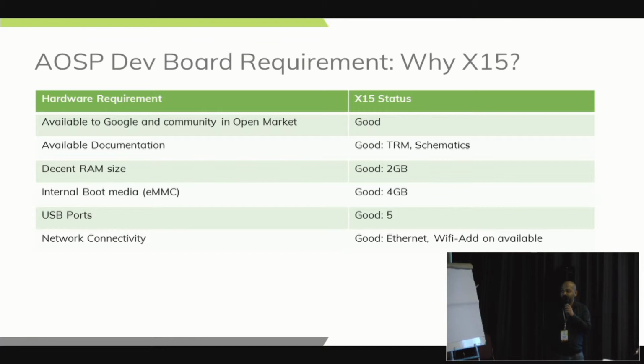The documentation is available publicly, and one of the requirements was the RAM size has to be decent, and for X15 it is 2 GB. And it has good internal eMMC space, barely enough to do the current Android use cases, but this is good enough for the existing features and also the next requirements. It has 5 USB ports needed for various Android use cases like ADB, MTP, PTP, mass storage kind of use cases.